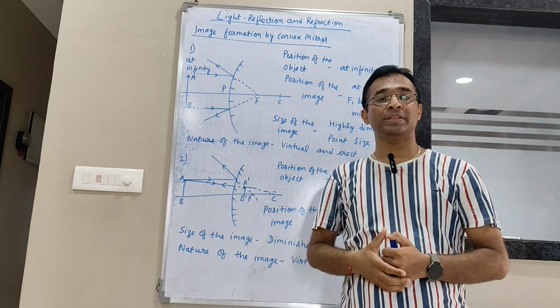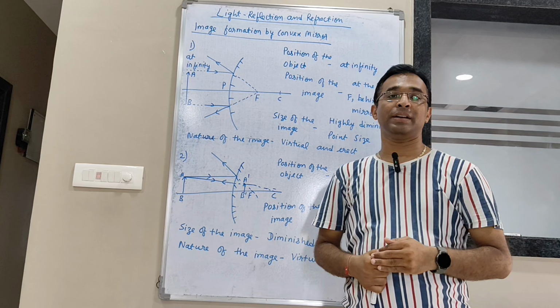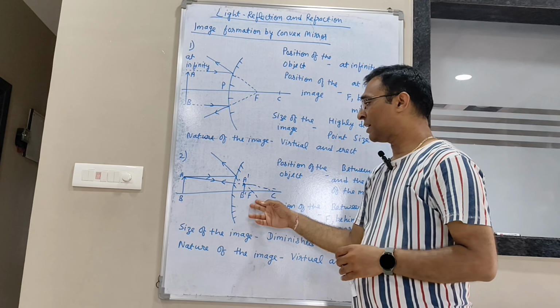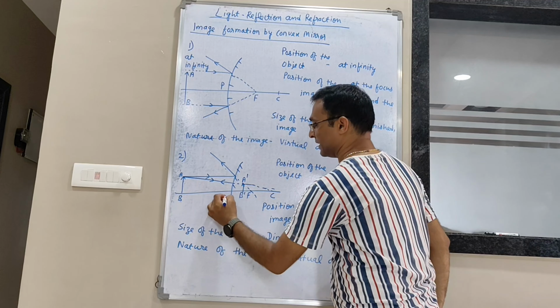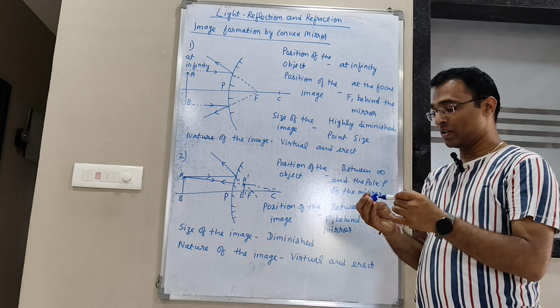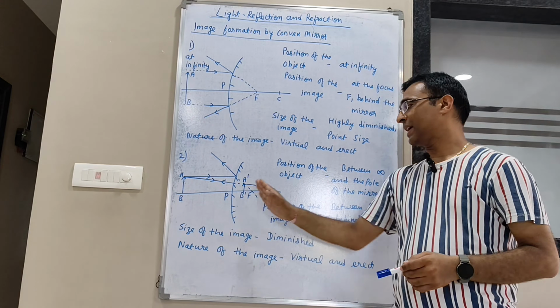As you can see, the position of the image is at the focus behind the mirror, the size of the image is highly diminished, point size, and the nature of the image is virtual and erect. In a convex mirror, the image formed is always virtual and erect. Second point, when the object is between the pole and infinity, the image formed is between the pole and the focus behind the mirror.